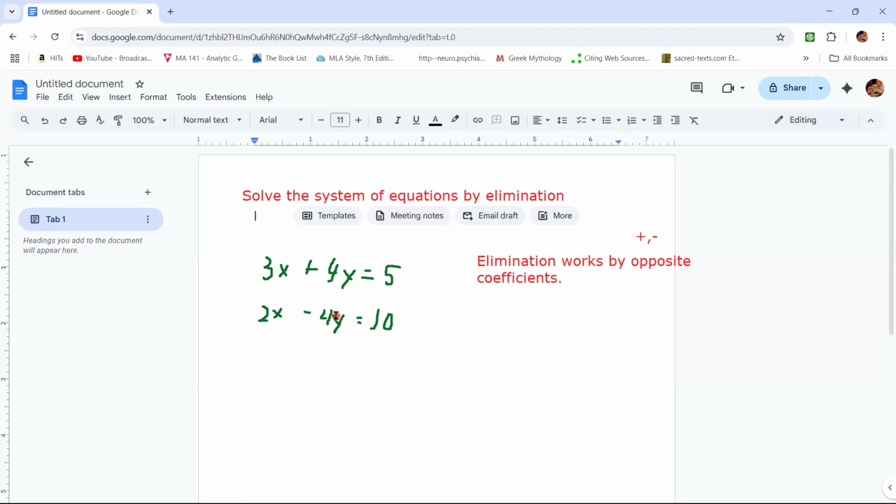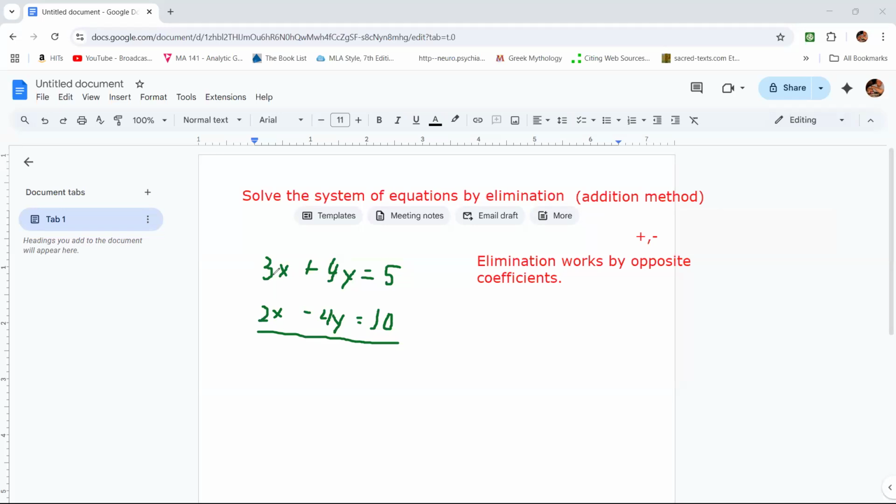Let me show you what I mean here. Remember, the other name for elimination is the addition method. Now, sometimes we end up subtracting, but it's called the addition method. Let me show you why. If I take these two equations that I have here in green and add them together, I'm going to combine the equations together.